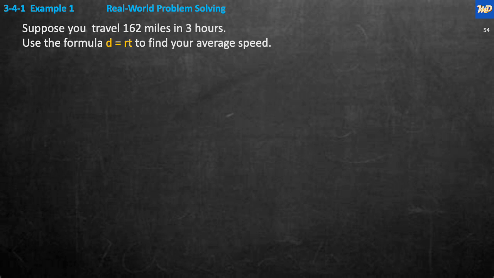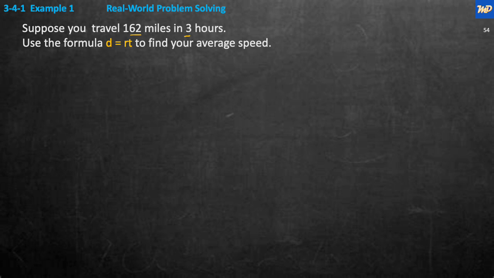Well, D equals RT, so we know D is the distance, and they've told us what the distance is. It's 162 miles. R is the rate, or your speed, or the average speed, let's say, and T is the time. Well, they've given us the miles, 162. They've given us the time, 3 hours. So what we're going to find is the miles per hour. Okay, and how do you get the miles per hour?